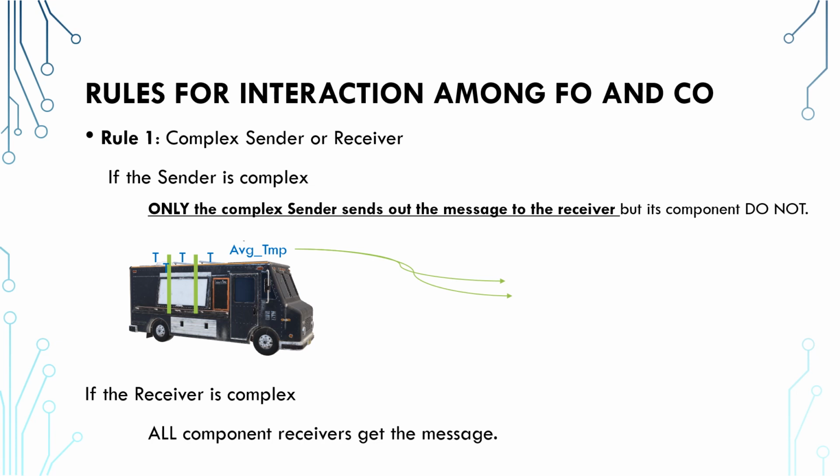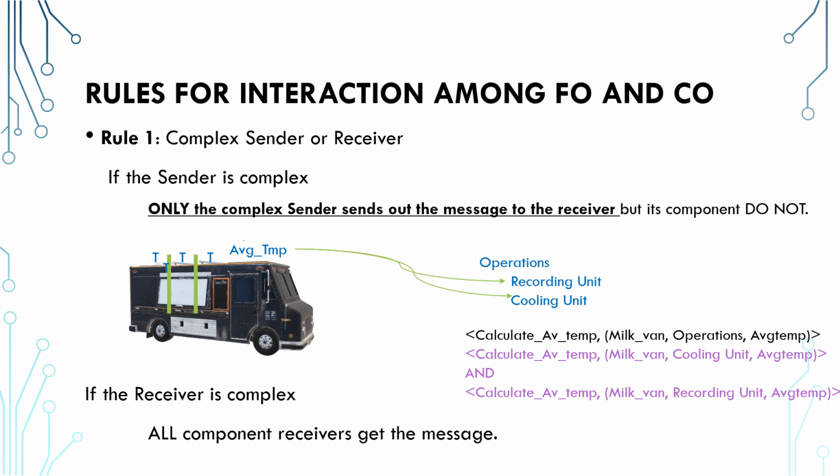The next segment of the rule considers if the receiver is complex. In that case, all the component receivers get the message. So let us take the example of a complex receiver called operations having components cooling unit and recording unit. Now, the average temperature sent out by the milk van is actually received by the components recording unit and cooling unit. This can be seen in terms of our GOT representation of FO being calculate average temperature, the sender being the milk van which sends out the average temperature, and the receiver being the operations, and each component of the receiver, the cooling unit as well as the recording unit, receiving our average temperature recordings.